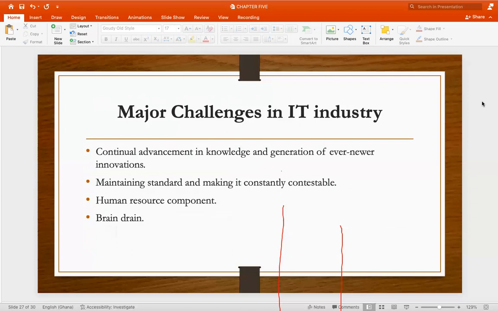But some of the major challenges in the IT industry also include the continual advancement in knowledge and generation of ever new innovations. We see this as a challenge because things become obsolete in no time. With the continual advancement of the IT industry, today you gain this, tomorrow it's obsolete. And so it ends up getting people to spend much more on information technology.